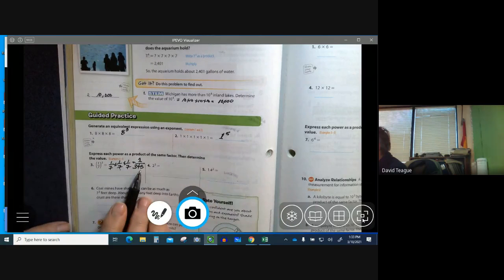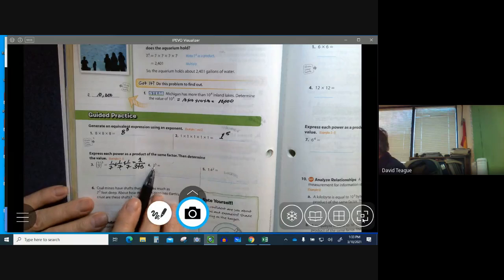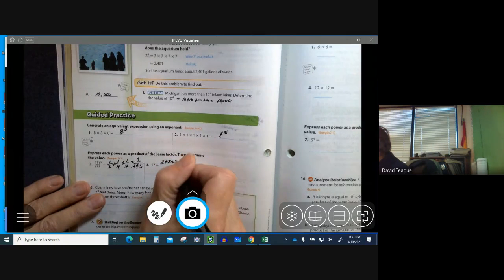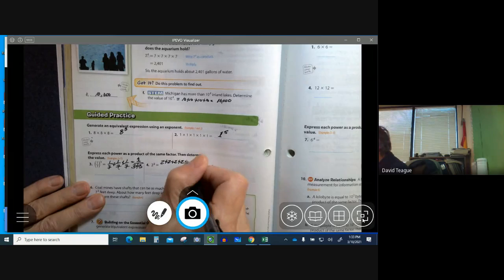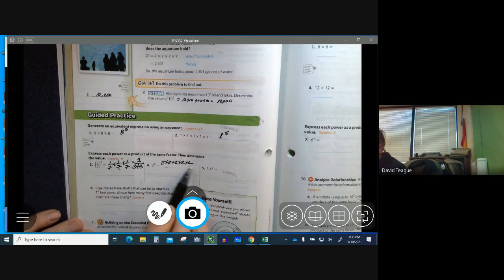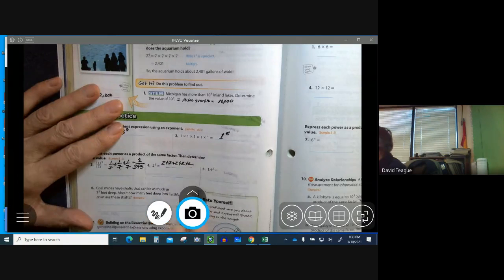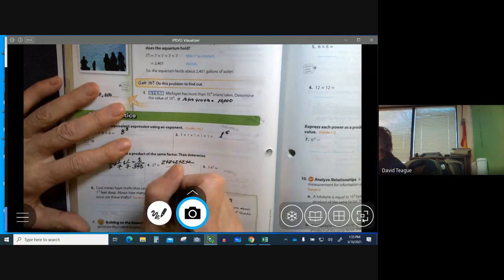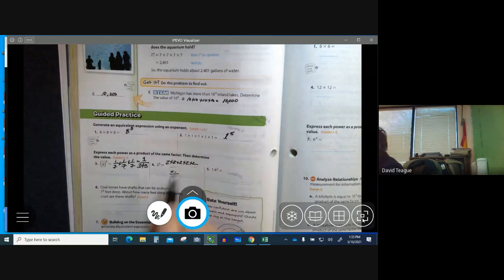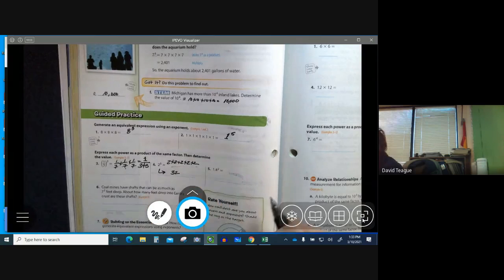Okay. Now I have a whole number, 2 to the 5th. That's the same thing as 2 times 2 times 2 times 2 times 2. If we multiply that all out, 2 times 2 is 4. 4 times 2 is 8. 8 times 2 is 16. 16 times 2 is 32. So 2 to the 5th is equivalent to 32.